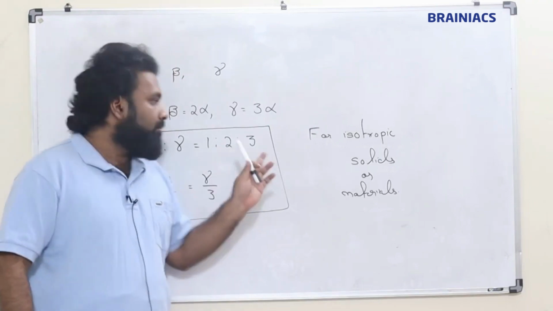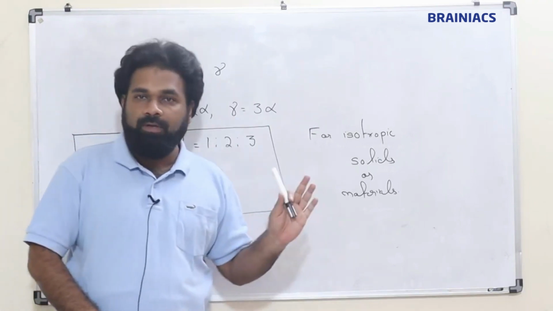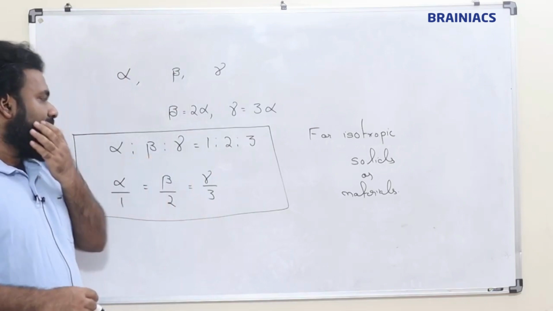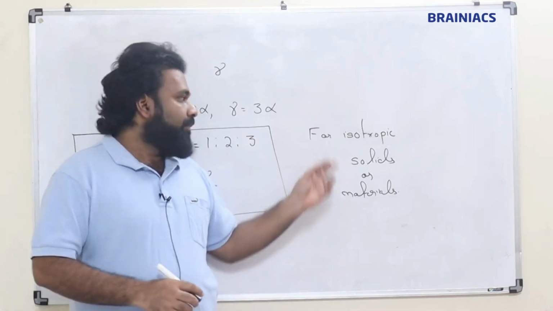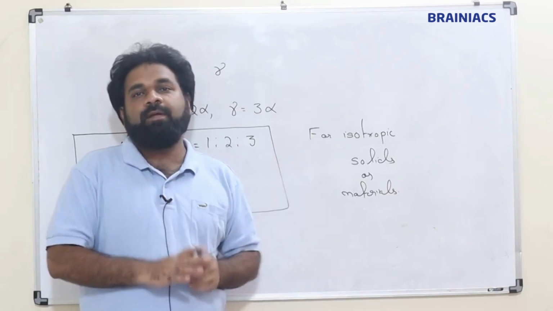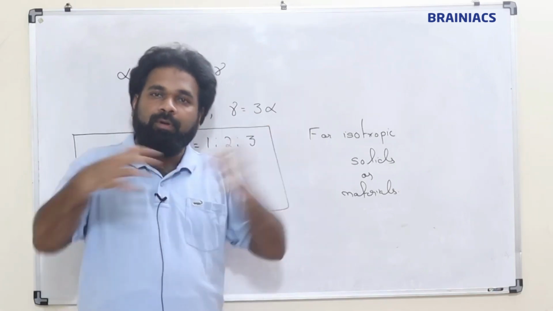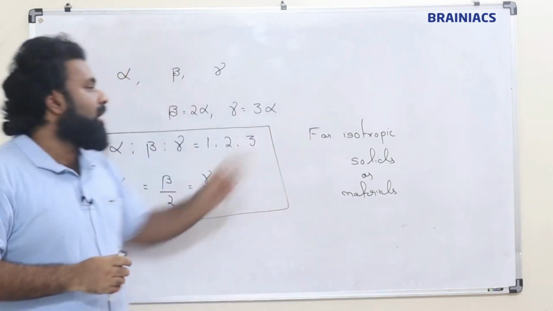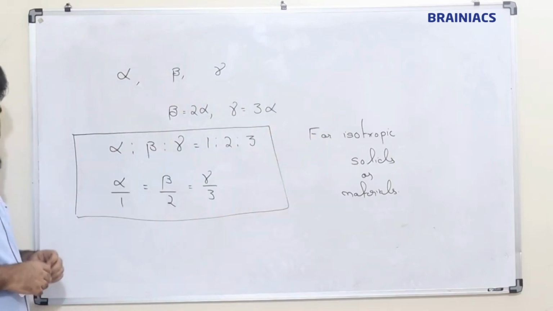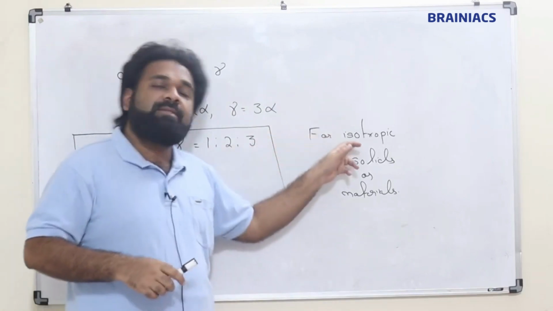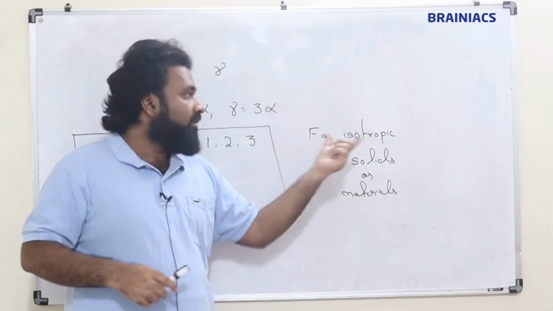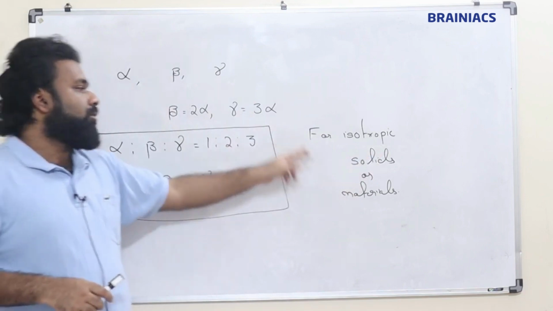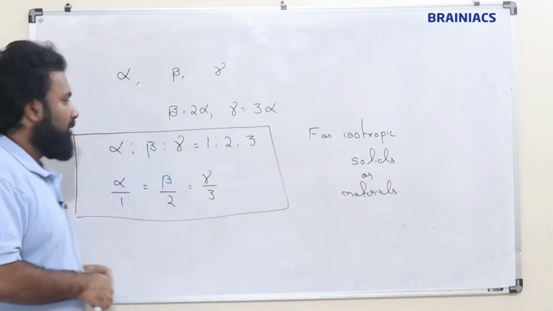Lengthwise expansion we cannot say, but volume expansion is there in liquid as well as in gas also, but for alpha and beta we can say that is only in solids. So for solids, if we consider, it has got same property everywhere, in every direction. They are called isotropic solids or isotropic materials. But this ratio is valid for isotropic solids, this is what I am telling. Okay, please note it down.